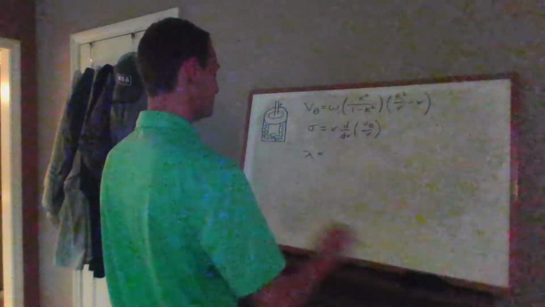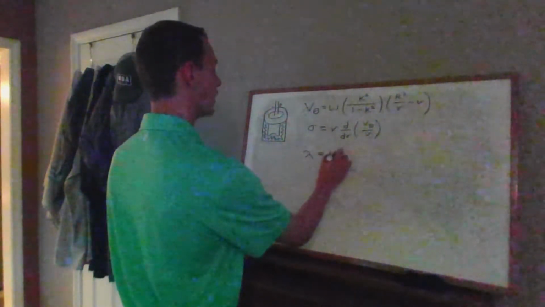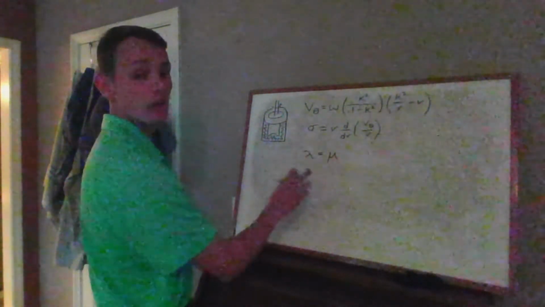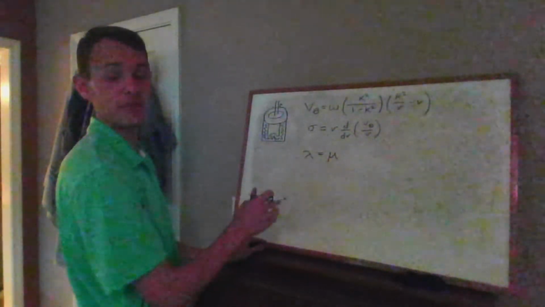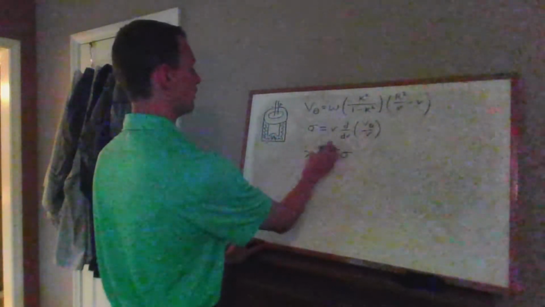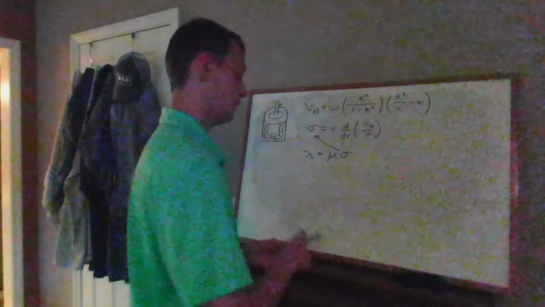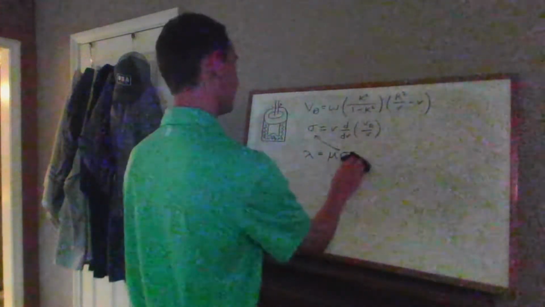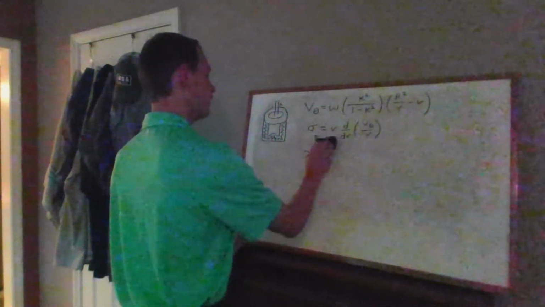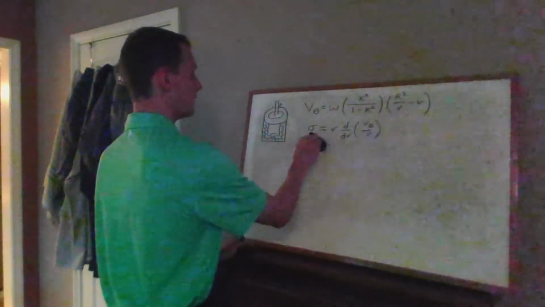Okay, so we have lambda, that's the shear stress, and that is equal to the product of mu, which is going to be the viscosity of our liquid, multiplied by sigma, and that is the shear rate. Okay, and that is going to be very important for us when we do this torque balance. So with that, I think we're ready to begin.